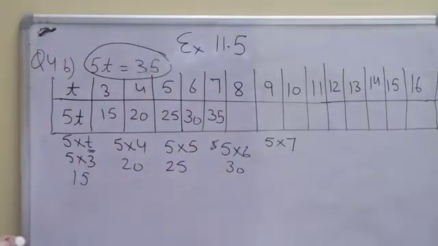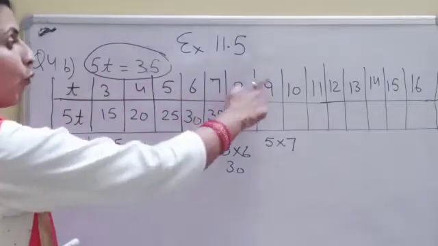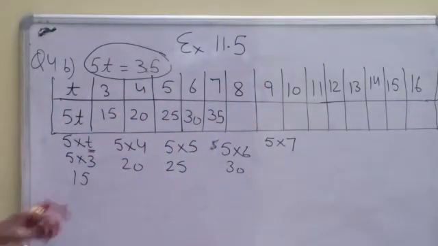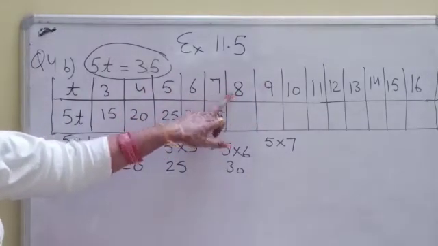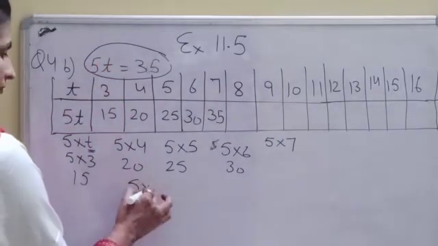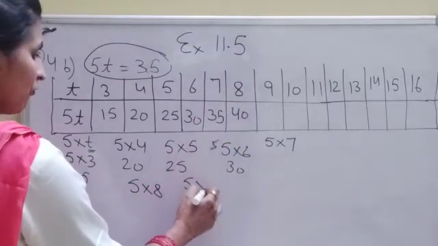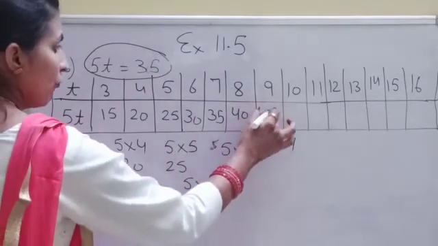What we are doing is just multiplying this 5 with these values of t. So if we keep t as 8, 5 eights are 40. If we keep it as 9, 5 nines are 45.